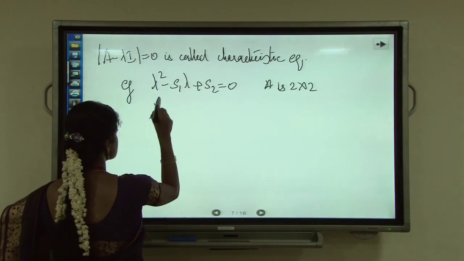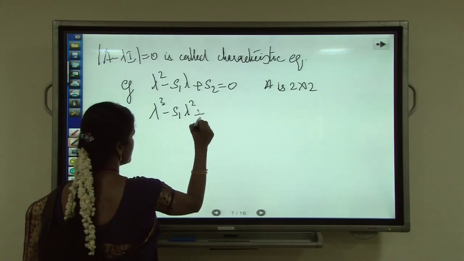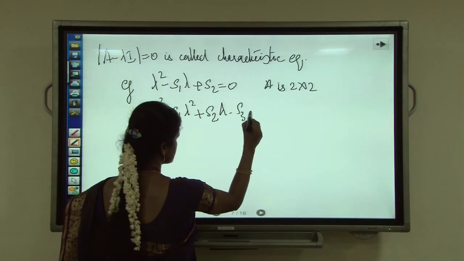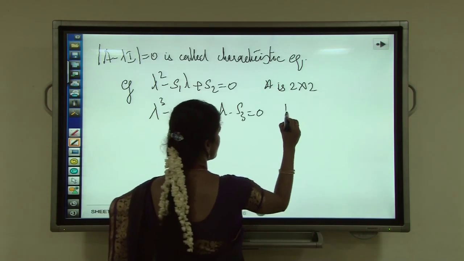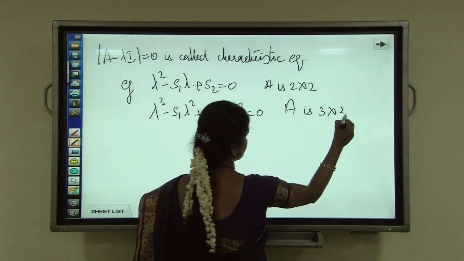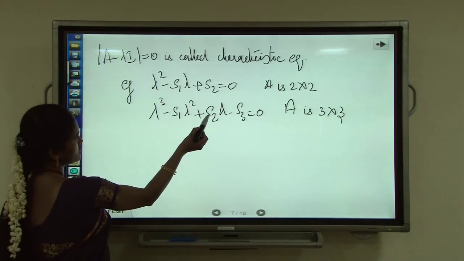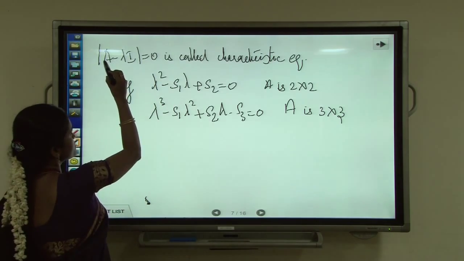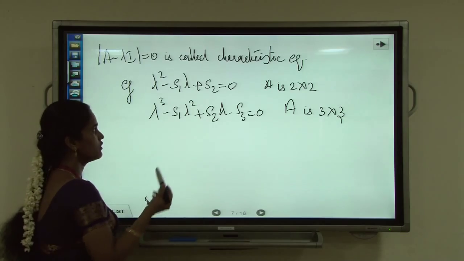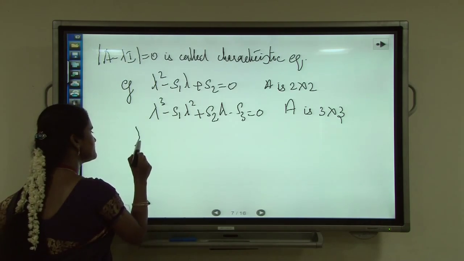And here this is lambda cube minus S1 lambda square plus S2 lambda minus S3 equal to 0, whereas if A is a 3 cross 3 matrix, this is also a characteristic equation, which in turn you get from determinant of A minus lambda I is equal to 0. The roots of this equation we will represent in terms of lambda.